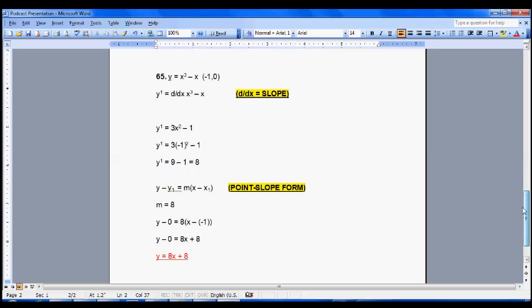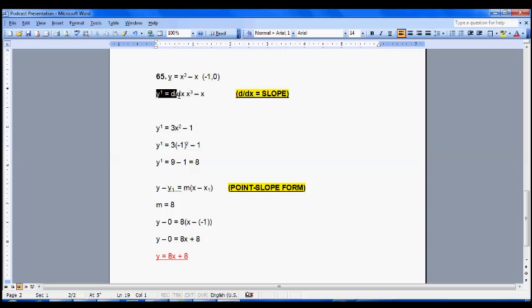Now, for 65, they're asking you to find the tangent of a line parallel to a point. Now, first things first, you are going to find derivatives because derivatives are equal to the slope. The derivative is necessary to finding the slope. So whenever somebody says finding the slope, really and truly you're trying to find a derivative. So they gave us y equals x cubed minus x, and the coordinate is -1, 0.